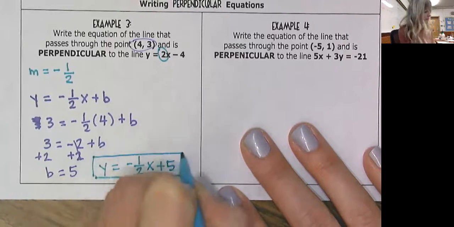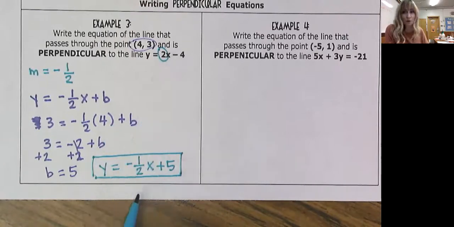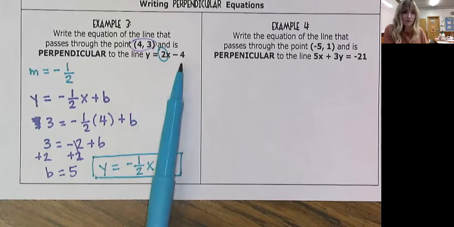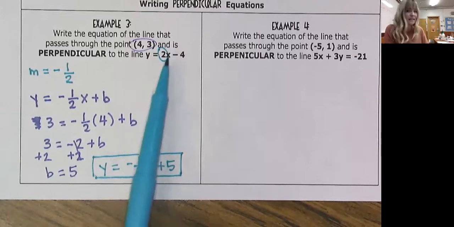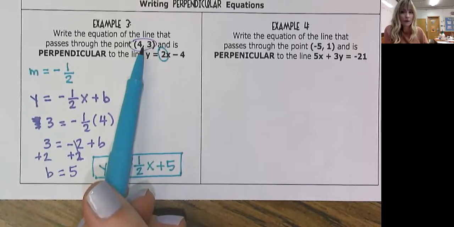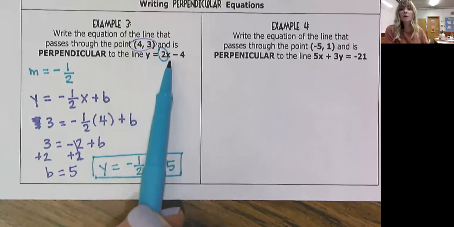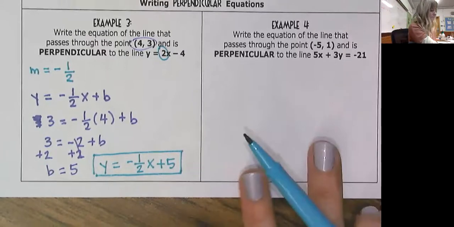What I just found is an equation. If I were to graph these, and you can open up Desmos and check any of these that you do, if I were to type these into Desmos, y equals 2x minus 4 and y equals negative 1/2 x plus 5, not only would I see perpendicular lines, lines that create a 90-degree angle, but I would also see that this new equation passes right through that ordered pair. So once again, I found an equation that is perpendicular to this given equation and passes through a specific point. Let's try that one more time.